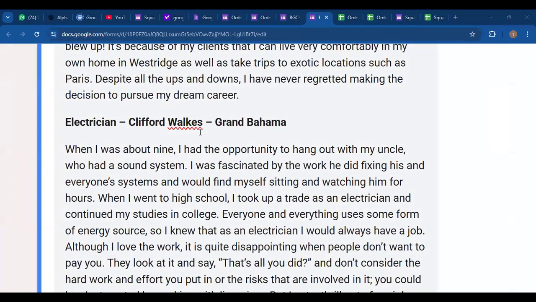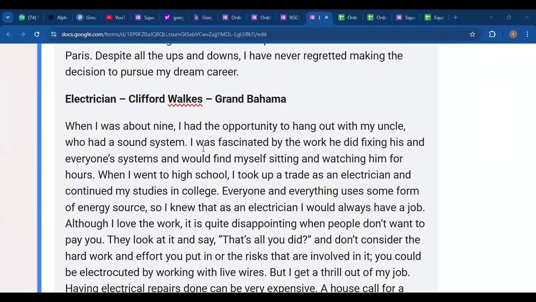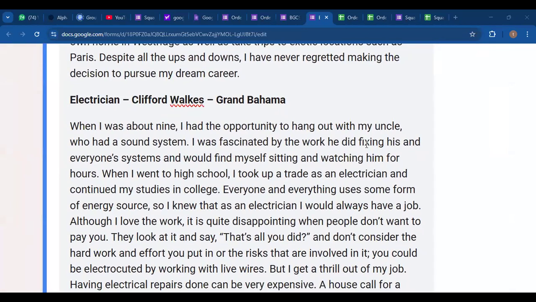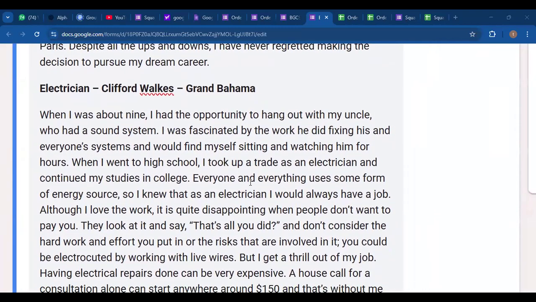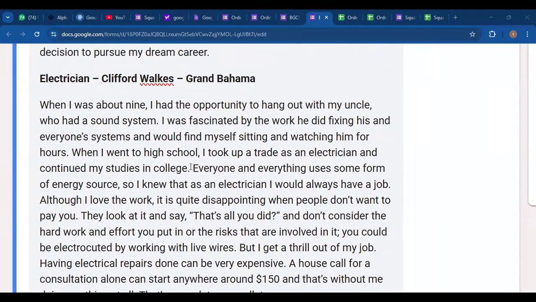Electrician. When I was about 9, I had the opportunity to hang with my uncle who had a sound system. I was fascinated by the work he did fixing his and everyone's systems. I would find myself sitting and watching him for hours. When I went to high school, I took up a trade as an electrician and continued my studies in college.